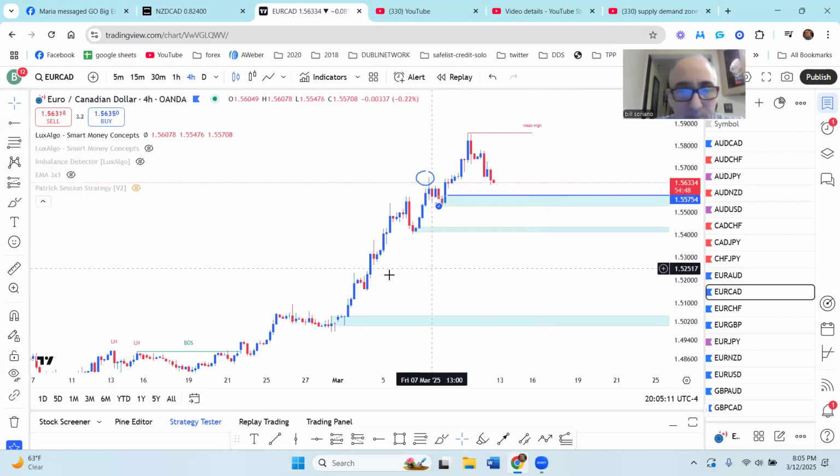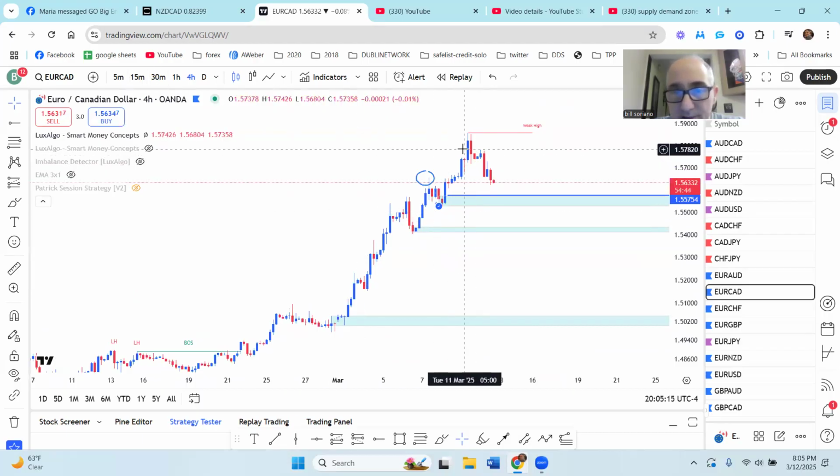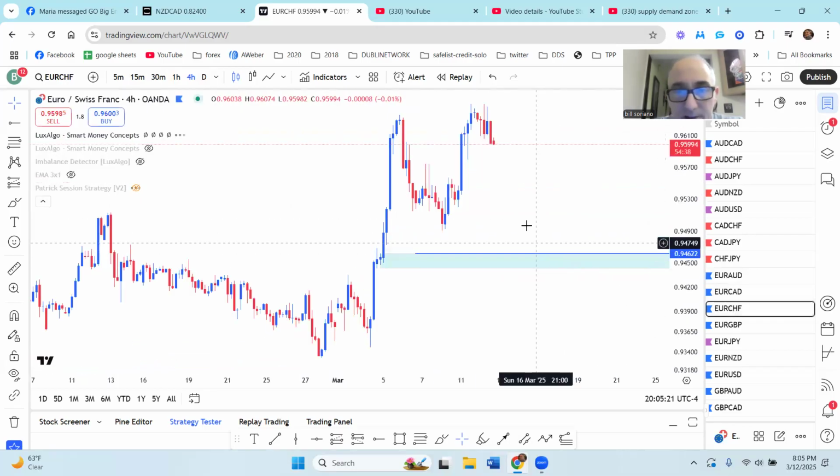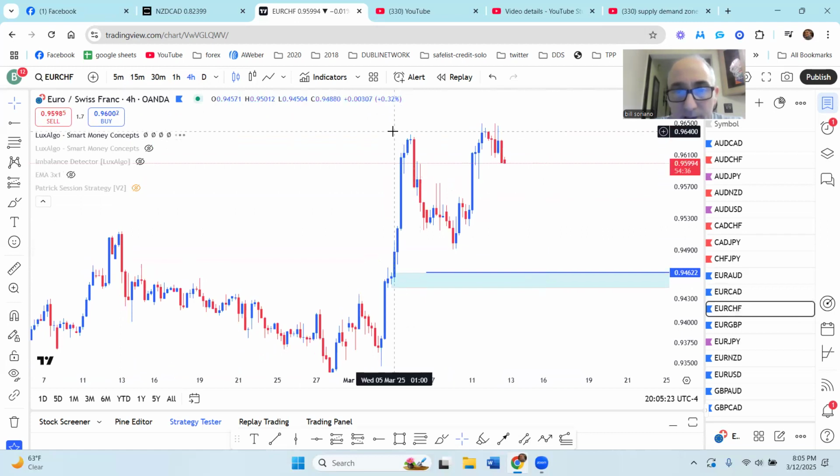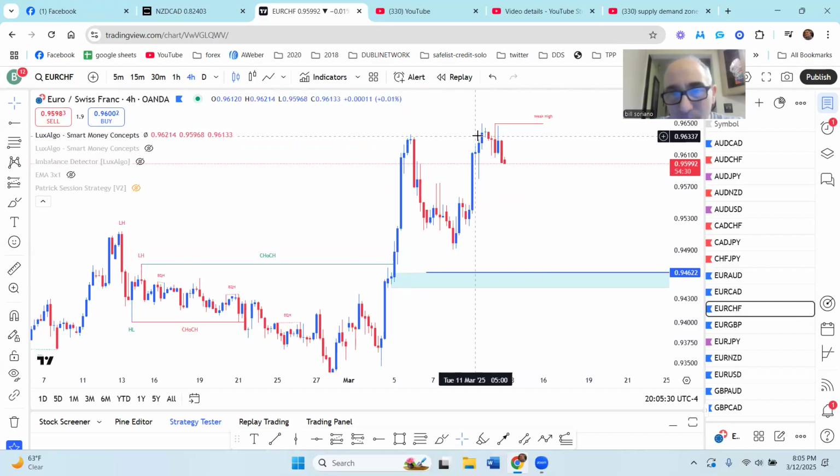EURCAD, again, pushing higher, a bullish 4-hour trend here. We have this demand zone right here that we're waiting for price to come back to and hit. EURCHF, the same thing. Now we didn't get a clean break of structure to the upside here. I need the body of that candle to close a little bit higher. We didn't get that. So since we didn't get that, that doesn't validate this demand zone right here.